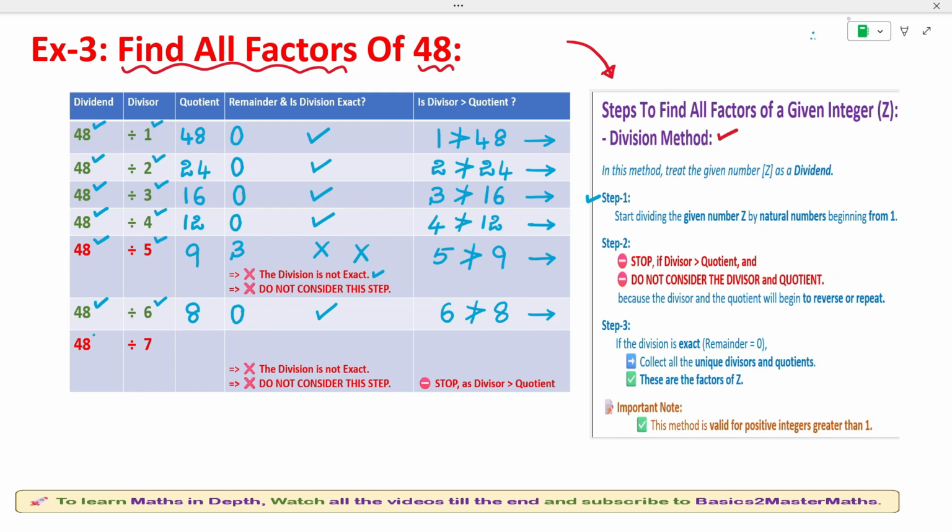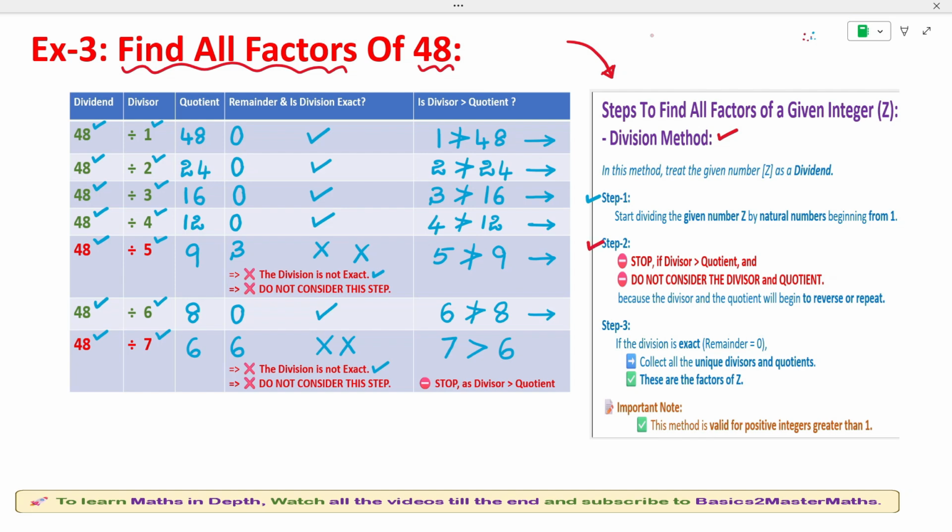When we divide 48 by 7, we get 6 as the quotient and 6 as the remainder. So, this division is not exact. Hence, please do not consider this step. In this case, the divisor 7 is greater than the quotient 6.